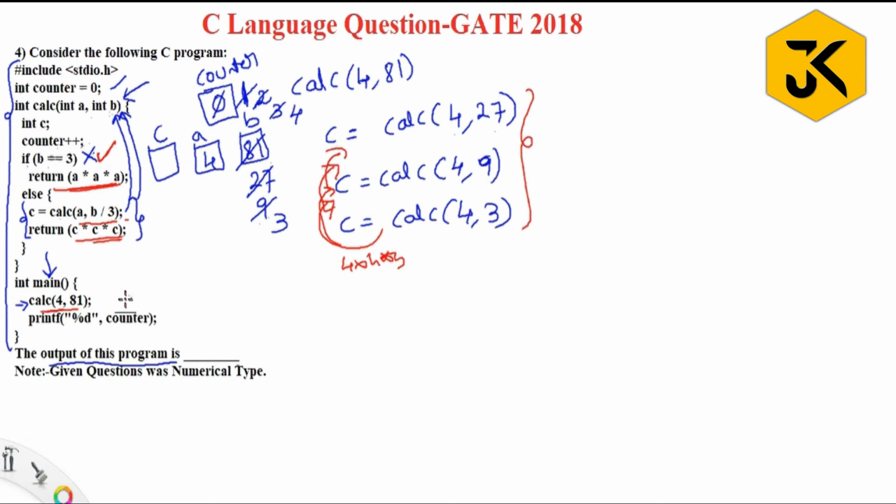But they are not asking about the final return value, the c value or the a value. They are asking about printf percentage d comma counter. This you need to understand. Otherwise we will waste complete time here. So printf percentage d comma counter means they are asking how many times this block is going to execute. Simple question. So how many times is the counter statement executed? 4 times. So our answer is 4.